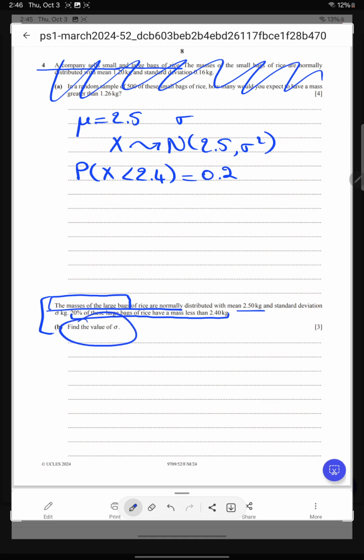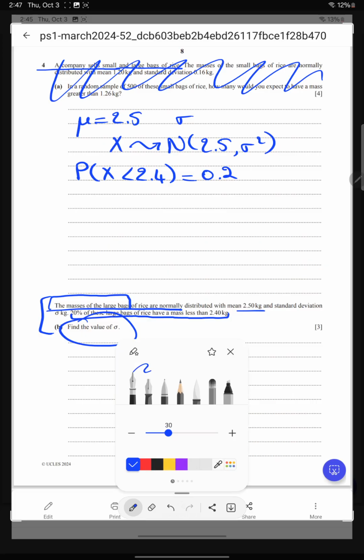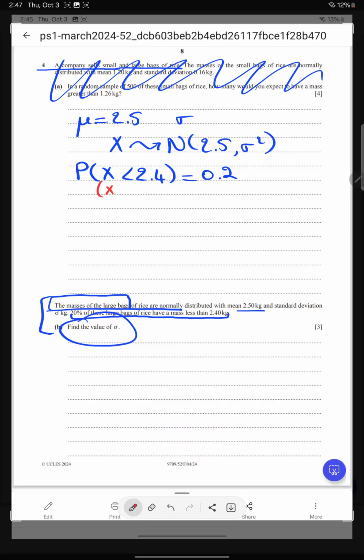Now, to be able to find the value of sigma, we should standardize the distribution. So instead of having the usual normal distribution, we will have the normal distribution with mean 0 and standard deviation 1. So we use the usual formula. Instead of having x less than 2.4, so instead of having x less than x1, we will change it into capital Z less than z1.